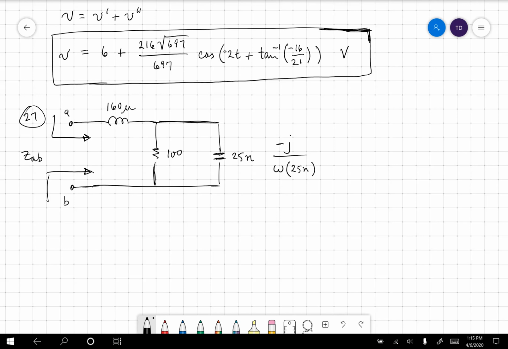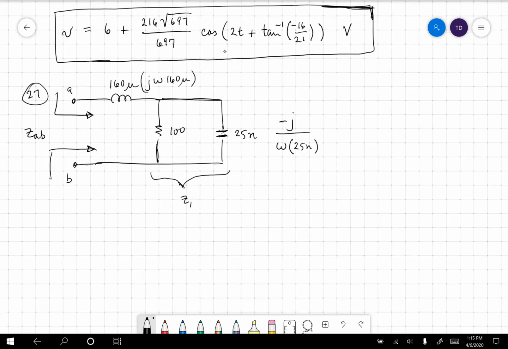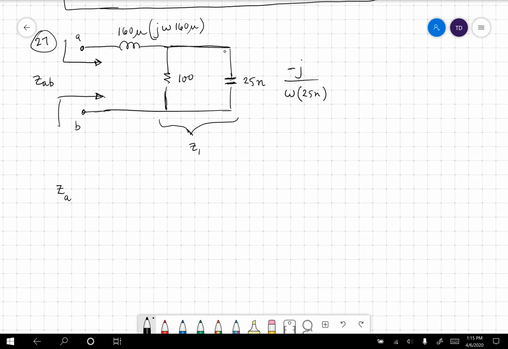So we can work this a number of different ways, but let's leave it like this. Over here for this inductor, 160 micro is the inductor value, so it's J times omega times L, times 160 micro. These two are in parallel. Let's call this Z1. See if you agree with the following: ZAB is equal to J omega times 160 micro, plus Z1. You agree with that? Z1 is in series with that inductor, so we just add those.